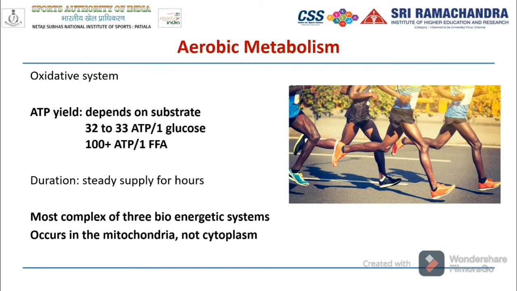From glucose, we get 32 to 33 molecules of ATP, whereas from free fatty acid, we get around 100 molecules of ATP. It can steadily supply energy for hours together. Most of the long duration events are reliant on this aerobic metabolism. It is one of the most complex of the three bioenergetic systems, and it occurs in the mitochondria, unlike glycolysis, which exclusively happens in the cytoplasm.